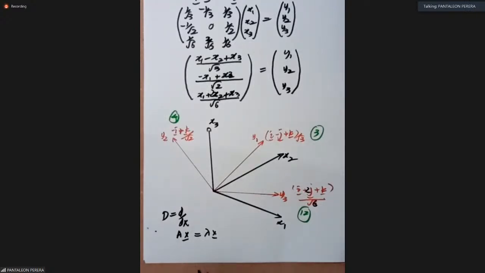Right, this eigen vector, lambda is the eigen value. If I write it like this, df is equal to lambda f. What is f? That is called the eigen function of the D operator.